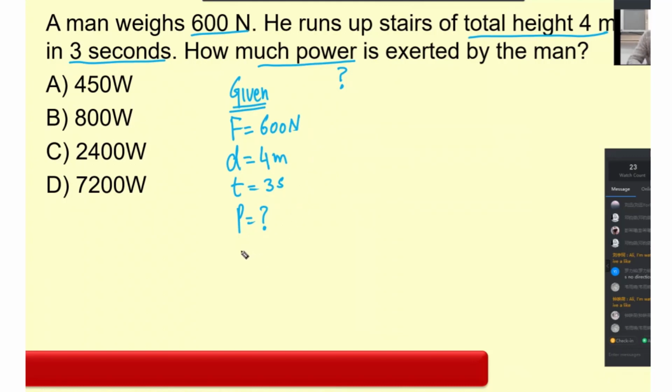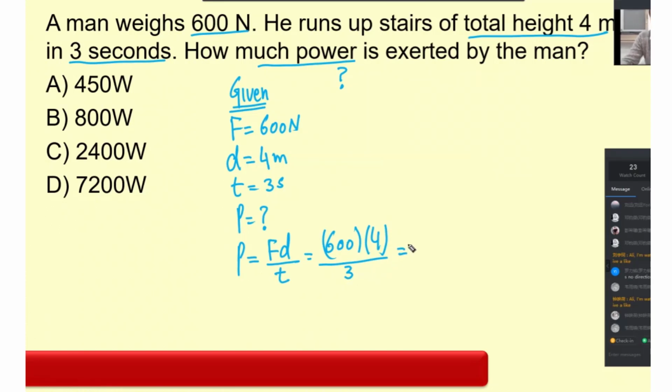The next step is, you need to write down power in terms of force, distance and time. So this is how we can write down in terms of force, distance and time. Force is given, this is 600 newtons. Distance is given, that is 4 meters. Time is given, that is 3 seconds. Now simplify and you will get the answer.